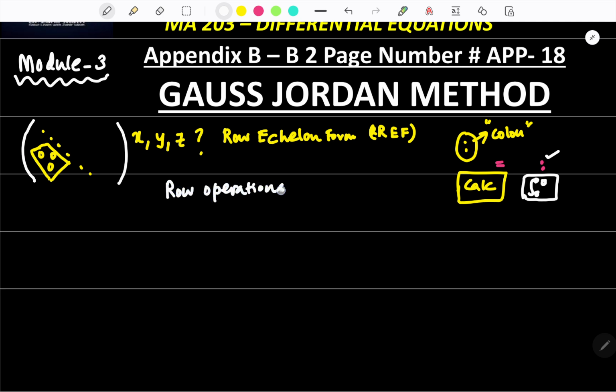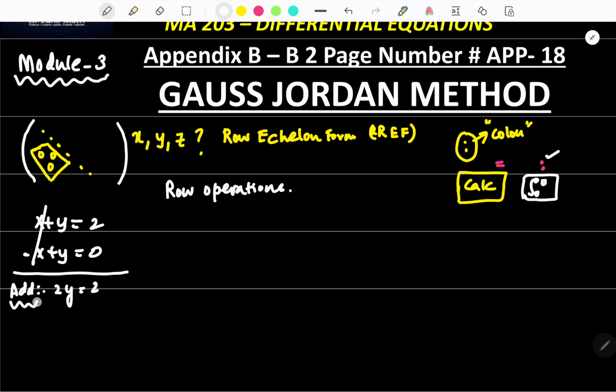What do you mean by row operations? R2 becomes, R3 becomes. For that you need to remember a simple algebraic technique. Suppose I give an equation like x plus y is equal to 2, and for example minus x plus y is equal to 0. If I want to solve these equations, there is a plus x and a minus x. If I start adding, this gets cancelled, and I'll get 2y is equal to 2. So if there is a difference of sign, you add.